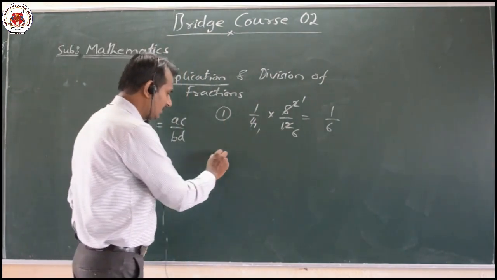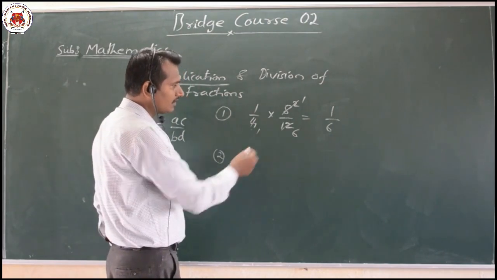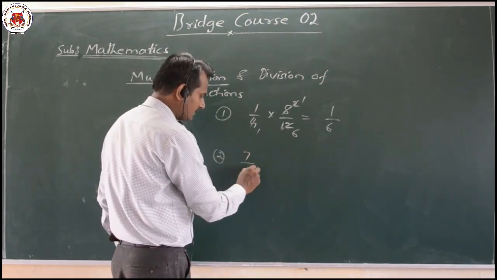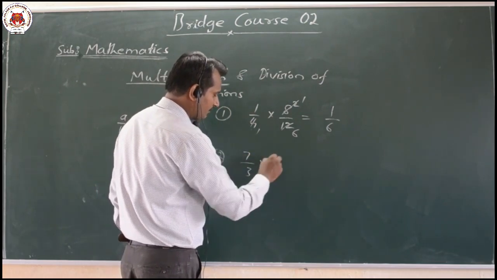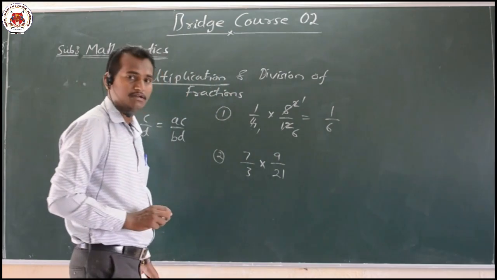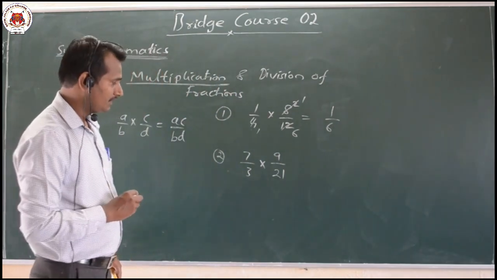Similarly, the second one. This was a proper fraction. Now let us move on to improper. 7 by 3 into 9 by 21. Now how we have to solve it is very simple.